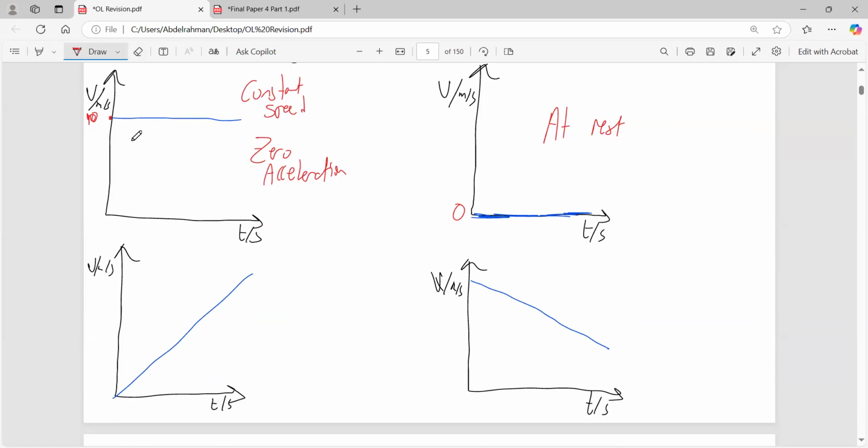Because this is a speed time graph, what is constant? The speed is constant. So the object is moving. It has a speed. The speed is 10 meters per second. The object is moving with a speed of 10 meters per second. So there is a speed, so there is motion. You cannot say that it's at rest.